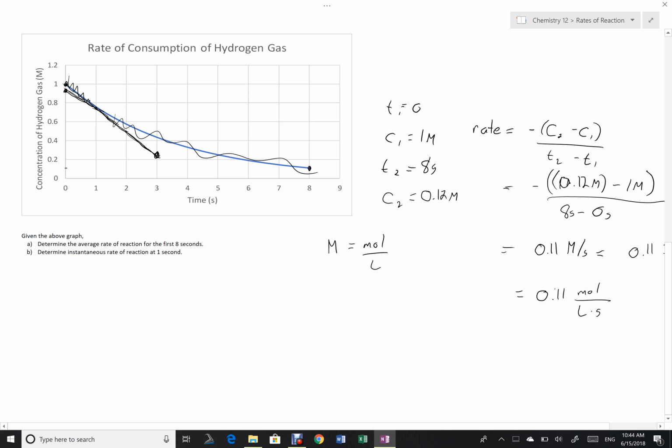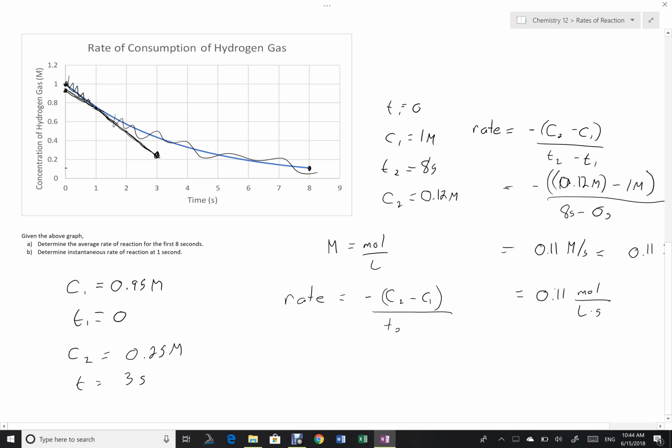Now I'm going to use this point right here and this point right here. And I'm going to say that I have a C1 of about 0.95 molarity, T1 of 0. A C2, I don't know, what do you think that is? 0.25 molarity and a time of 3 seconds. Again, there's going to be a little bit of variability to the solution, but it's really the method that's the important thing.